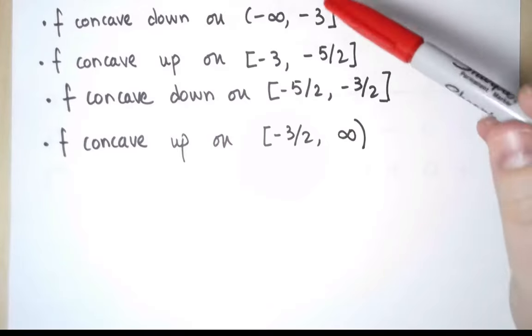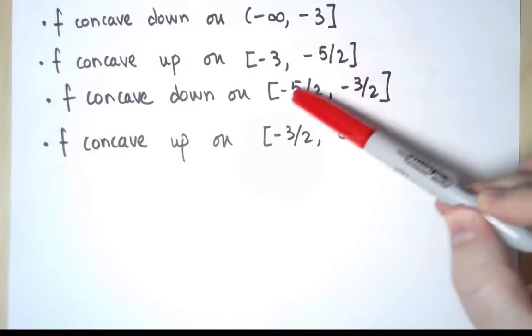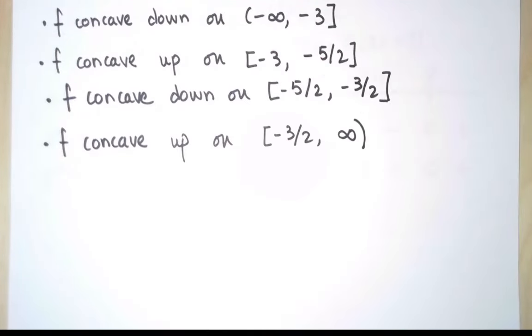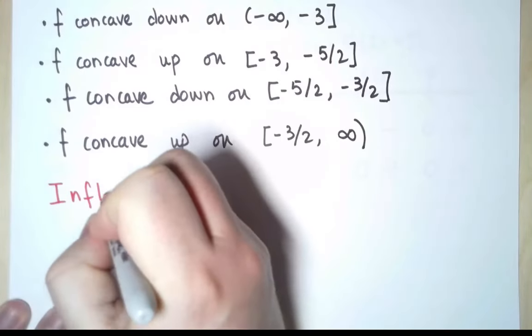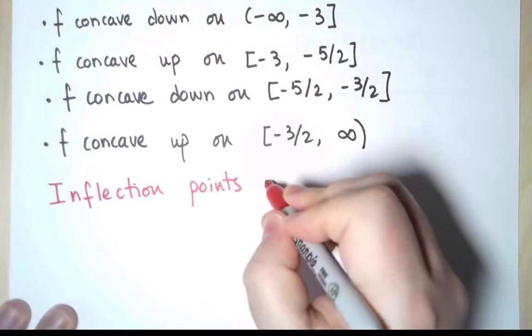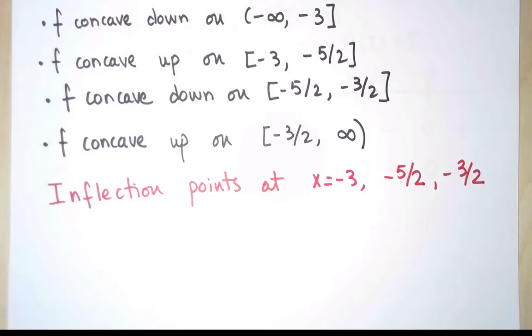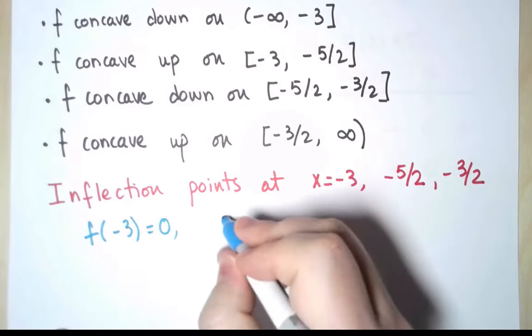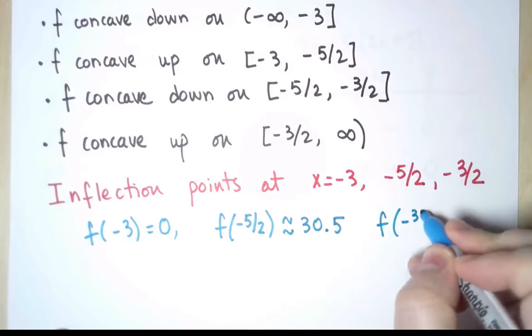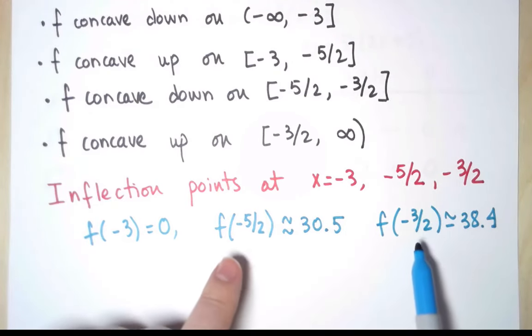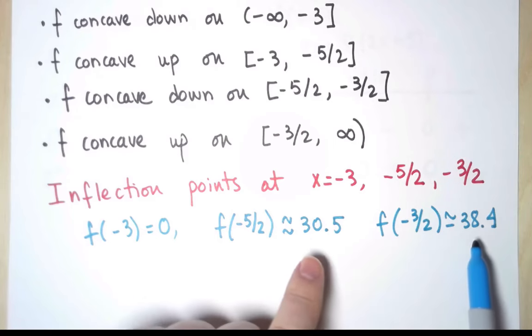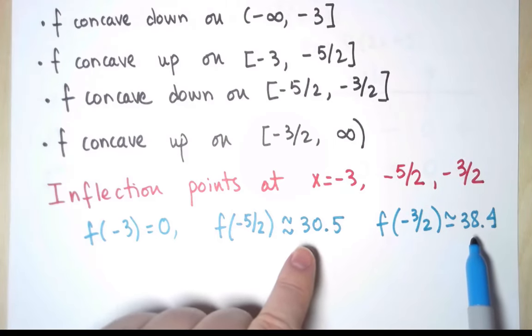Now, at every point where the function changes concavity, we will have an inflection point. So I have 3 inflection points at x equals -3, -5/2, and -3/2. Like before, to sketch the graph, I will probably want the y value of those points. I can obtain it by evaluating the equation for f. And for these 2 points, I put an approximate value because for the purpose of graphing, that will be more useful than a complicated fraction.